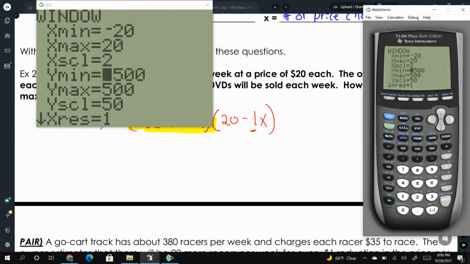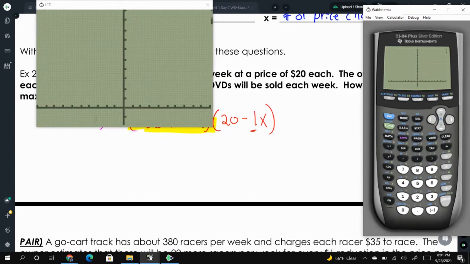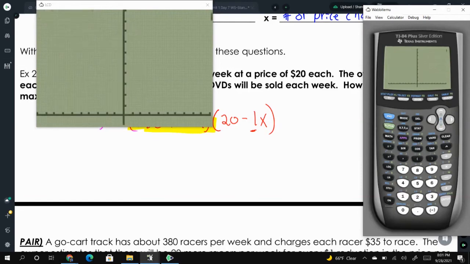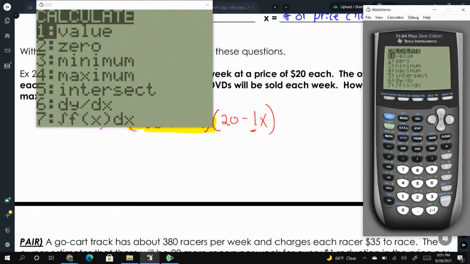So let's change our y max to maybe 3,000. Okay, let's see if that... Okay, it's still not large enough. We want to see the maximum. Let's try 6,000. Okay, now you can see the maximum there, and we can calculate the maximum.